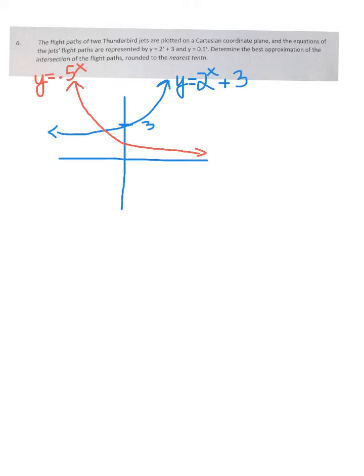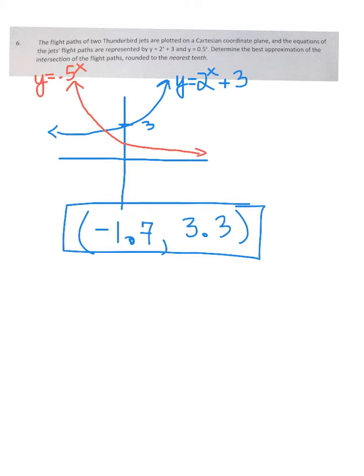So you should end up with -1 point, and if you look at it in your calculator, it should say 7236, and so on. So to the nearest tenth, that's going to be -1.7. And then your y value should say 3.3027, and so on. And we're going to round that to the nearest tenth, and that would be 3.3. So this would be the best approximation.